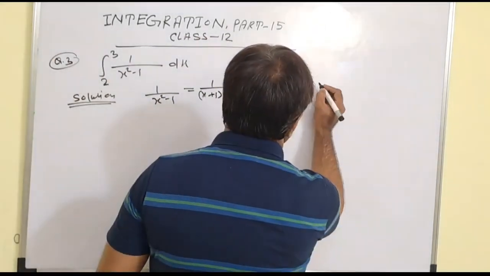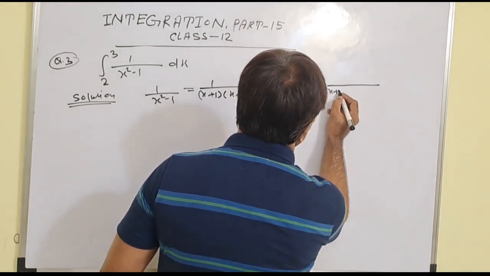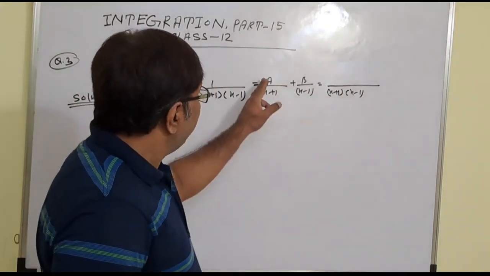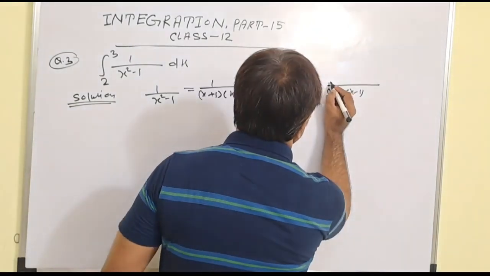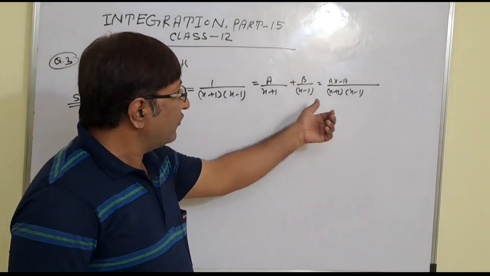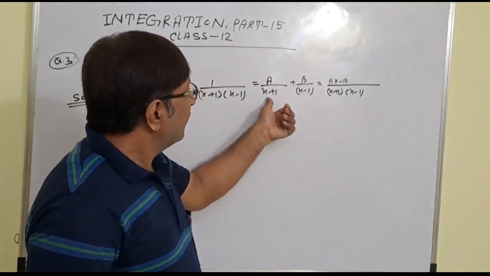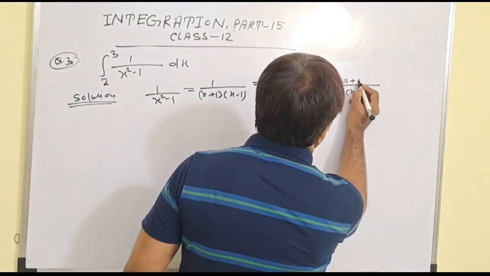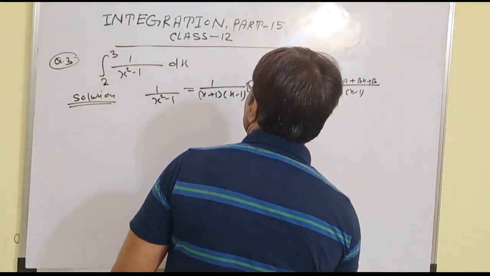Now you can see when we take the LCM, here the LCM will be (x plus 1)(x minus 1). So we get Ax minus A. Now here x plus 1 cancels out, so B into x plus 1 is Bx plus B. So we will get Bx plus B.